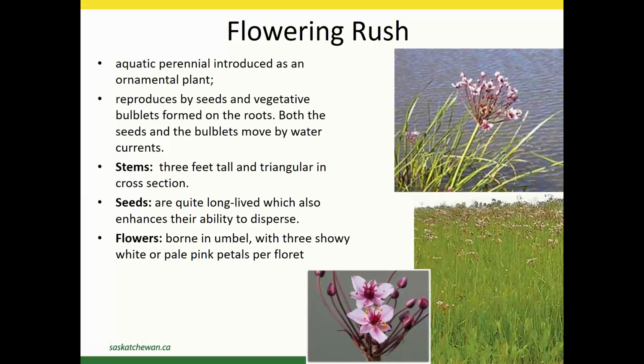Right now we have a few populations in the province. There's one on the west side of the province along the South Saskatchewan River. There's another one by one of the potash mines in the east central part of the province. Hopefully that one will get under control so that it doesn't enter into the Qu'Appelle River system and head into Manitoba. Stems are 3 feet tall and triangular, as with other rushes.